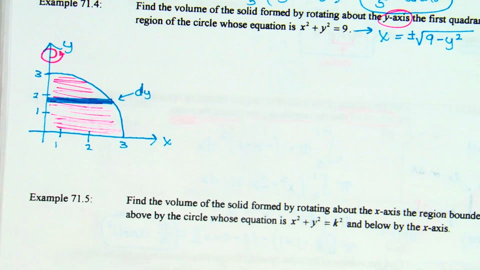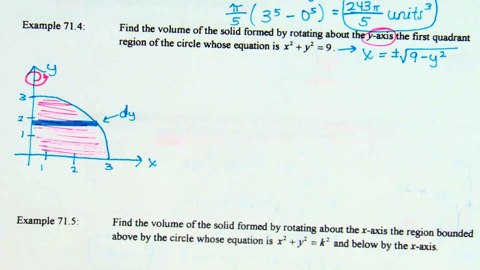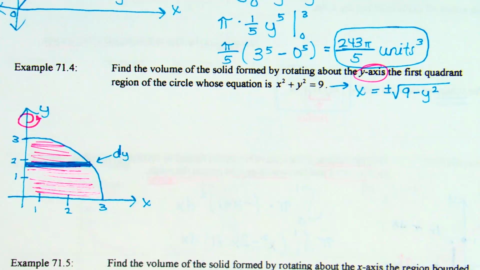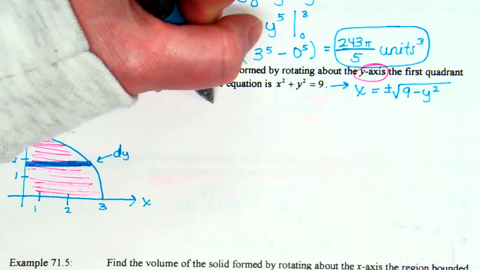Got a glare there? It's like right on top of the x equals. Thank you. Okay. There you go.